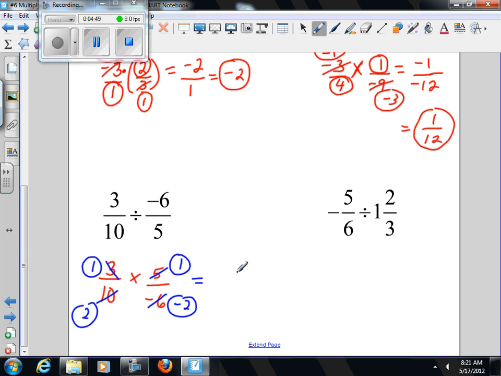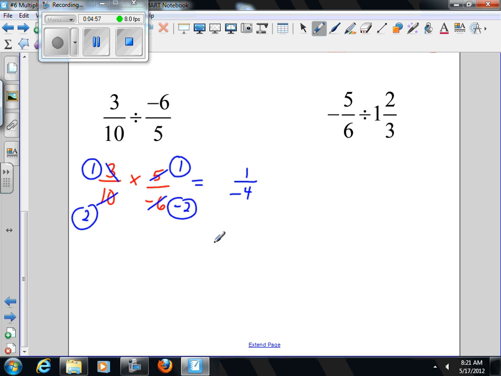Multiply straight across. So we have 1 times 1 is 1. 2 times negative 2 is negative 4. You can leave your answer like that. By the way, that's the same thing as having negative 1/4 with the negative in front, or you could even say negative 1 over 4. It doesn't matter where the negative goes. It can go in the numerator, it can go in the denominator, or it can go in front of the whole fraction. It just can't go in more than one spot.